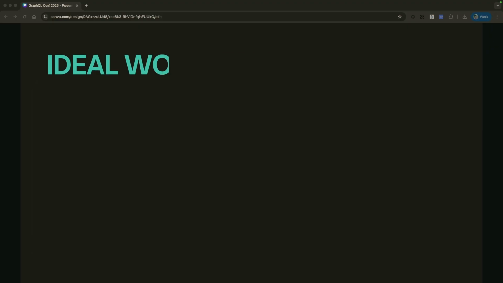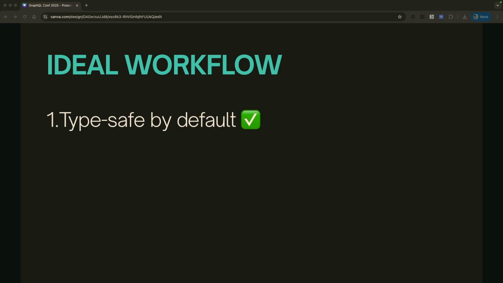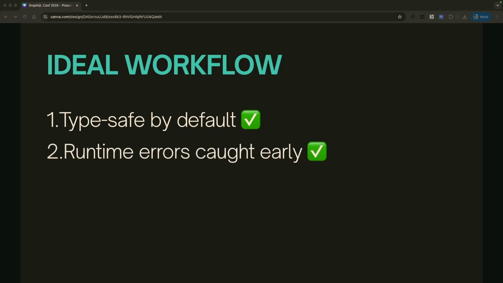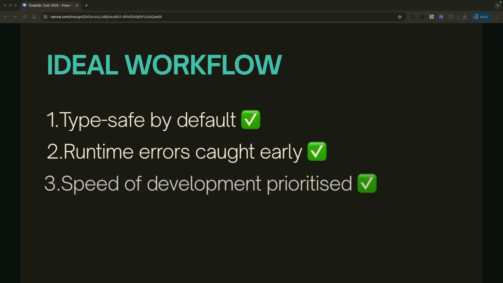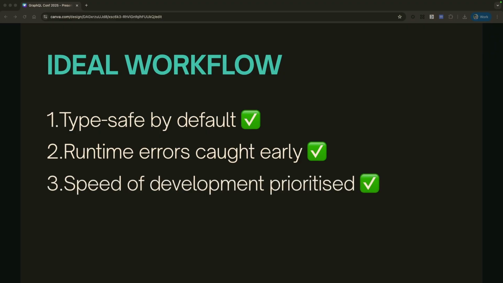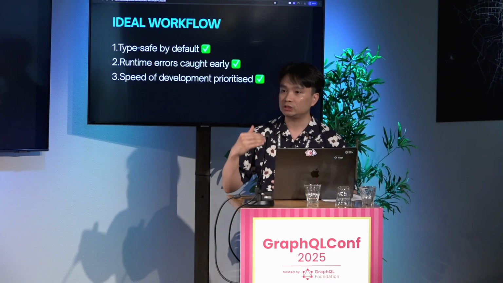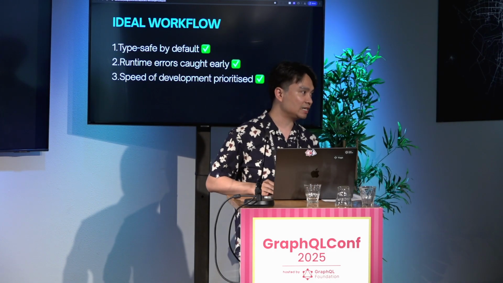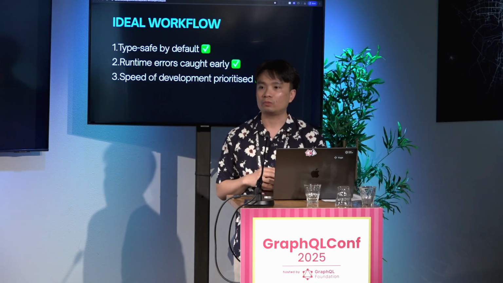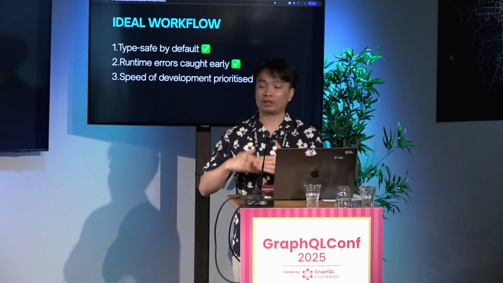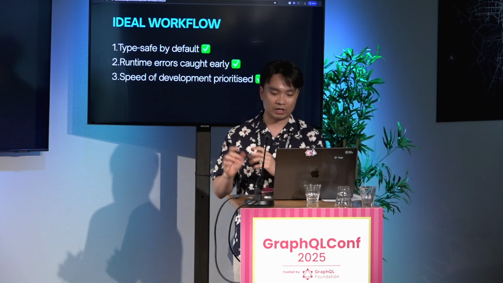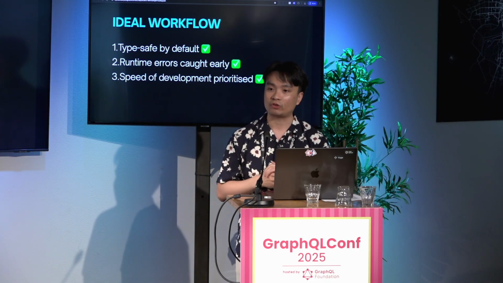So in summary, ideal workflow, right? Did we get type safe by default? We got it by integrating CodeGen and server preset. Did we get runtime errors caught early? We got it by using the TypeScript compiler as part of the CodeGen process, and speed of development. Engineers are able to just go in and fill the skeleton resolvers and really quickly develop and push features to production with confidence as well, because they cannot push broken code, missing resolvers, for example.